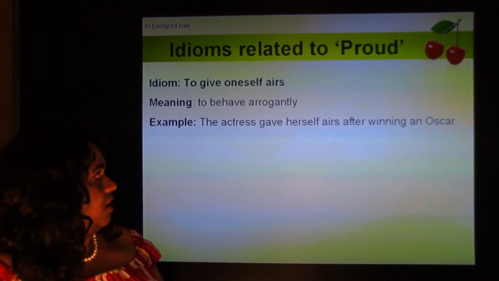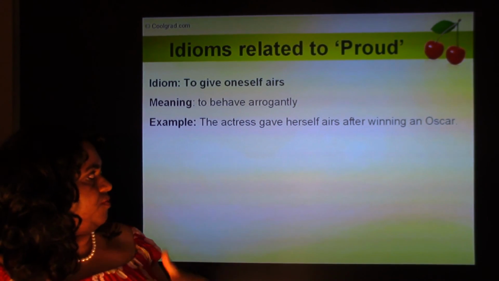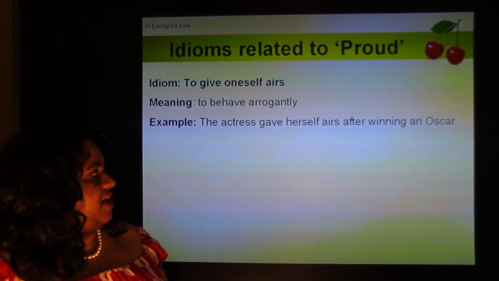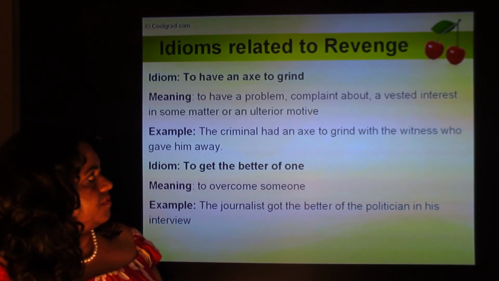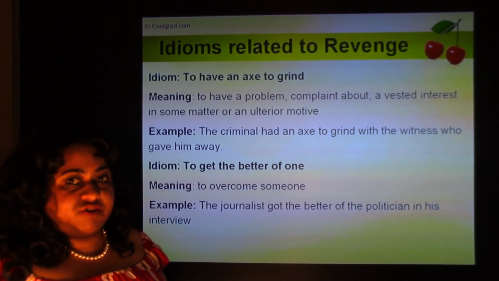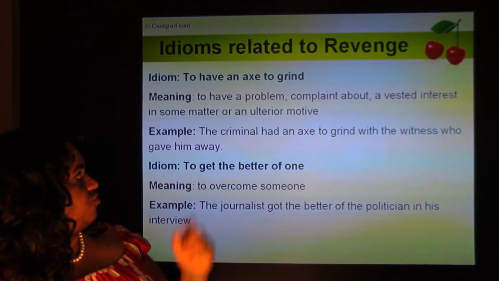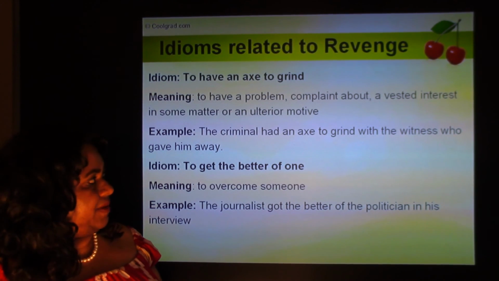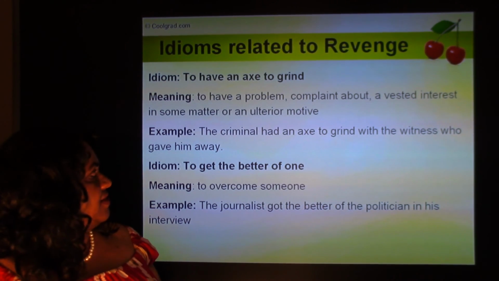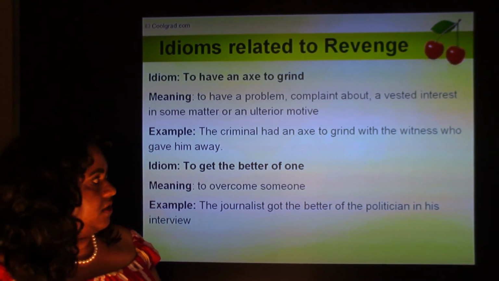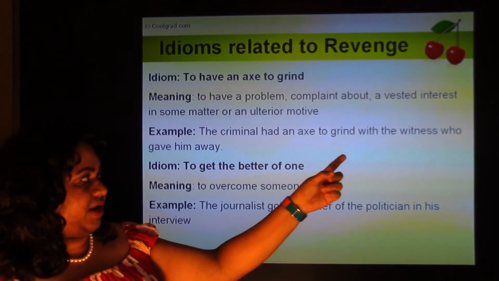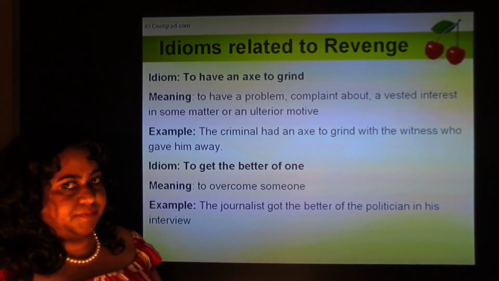Related to proud, to give oneself airs means to behave arrogantly. The actress gave herself airs after winning an Oscar. Idioms related to revenge. To have an axe to grind means to have a problem to complain about, a vested interest in some matter or some ulterior motive. The criminal had an axe to grind with the witness who gave him away.